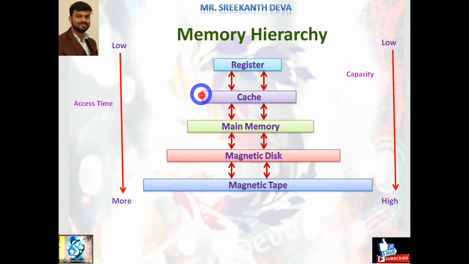to increase the speed of processing by making current programs and data available to the CPU at a rapid rate. The cache is used for storing segments of programs currently being executed in the CPU and temporary data frequently needed in the present calculations.